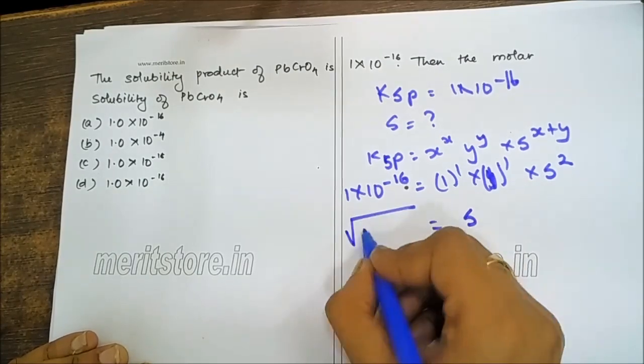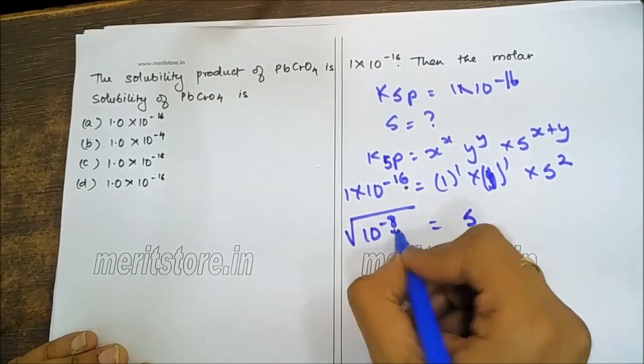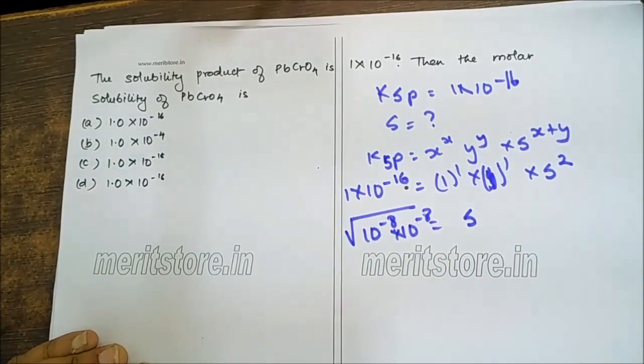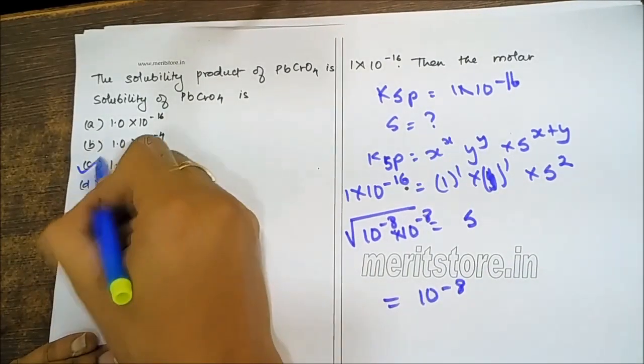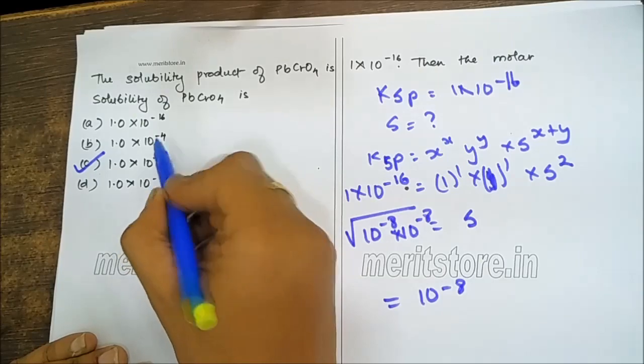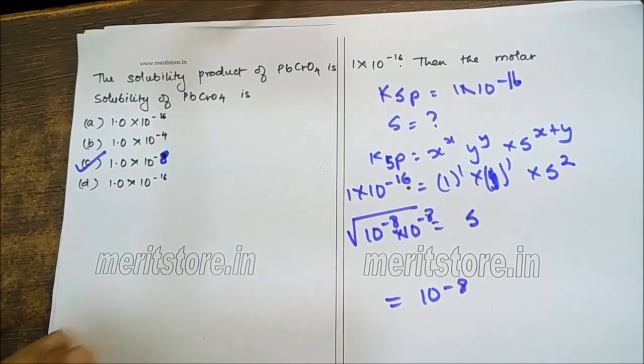So s would be square root of 10 raised to minus 16, which I can rewrite as 10 raised to minus 8 into 10 raised to minus 8. So the answer for S is 10 raised to minus 8. So this is my correct answer. It's not 18, it's 10 raised to minus 8.